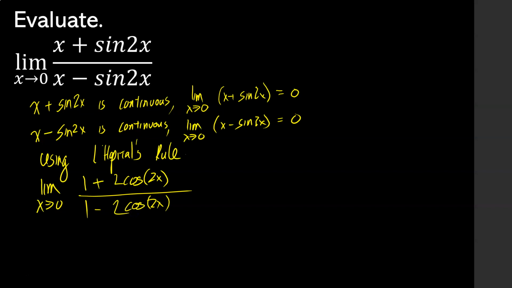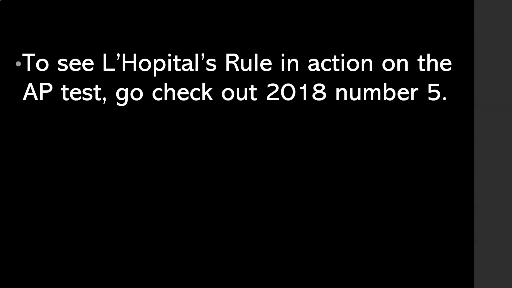And what do we get? Well, cosine is continuous at 0, so this is going to be 1 plus 2 over 1 minus 2, which is -1, which gives us -3. My screen won't let me write at the bottom. Okay. That should be everything you need to know.